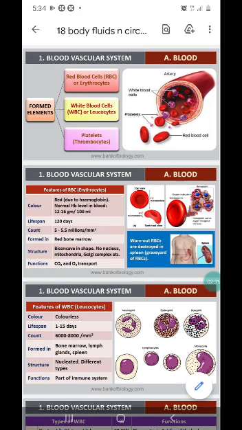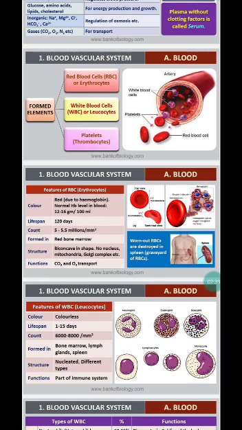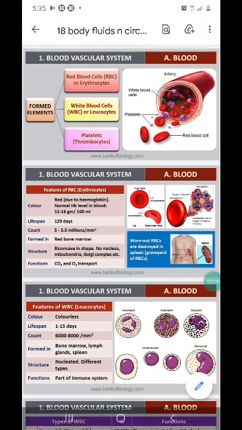Now coming to WBC, the leukocytes. They are colorless because there is no hemoglobin. Their lifespan is about 1 to 15 days, and new WBCs are constantly being formed. The normal count of WBC in an adult is around 6,000 to 8,000 per cubic millimeter of blood.